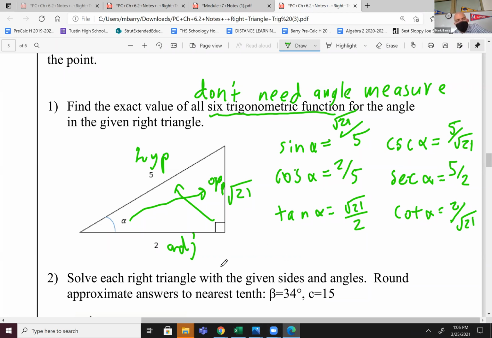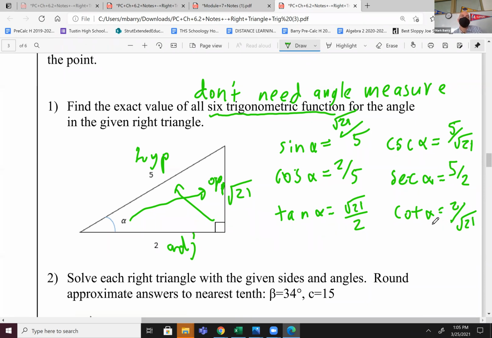Okay, good. Now, some of you may be thinking, hey, Mr. Barry, look at these 2 right here, 5 over rad 21, 2 over rad 21. My geometry teacher told me we're never allowed to leave a radical in the denominators. We have to rationalize that, okay? However, I got good news for you. You don't have to do that anymore, all right?